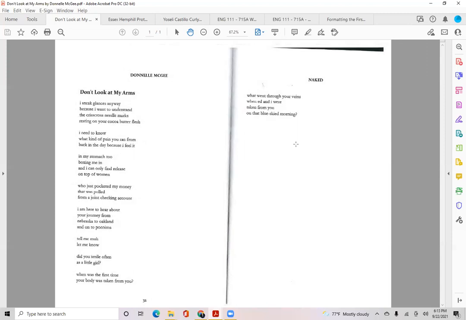He lives on the West Coast and has his own publishing company. These weren't published through that company. He publishes other authors, but he himself has had several books. He has a novel, two novels, and I think two books of poetry that have been published. So that's Donnell McGee. I wanted to give you a little bit of that.